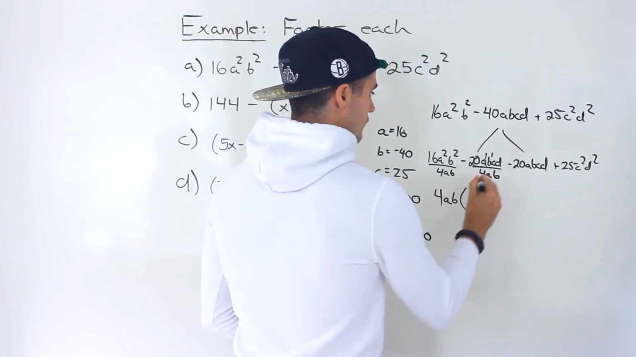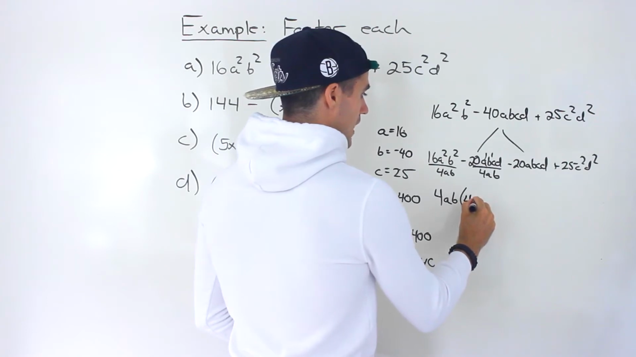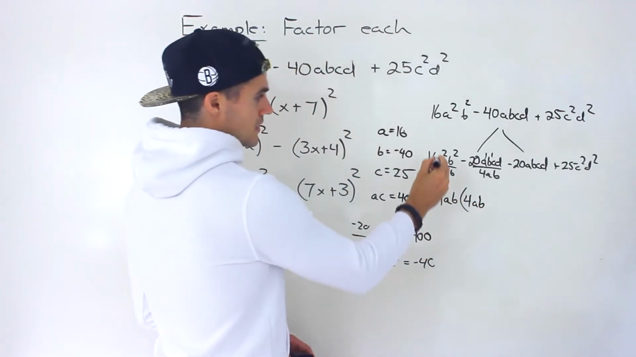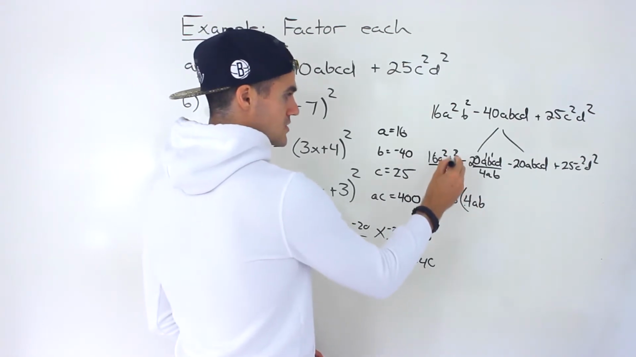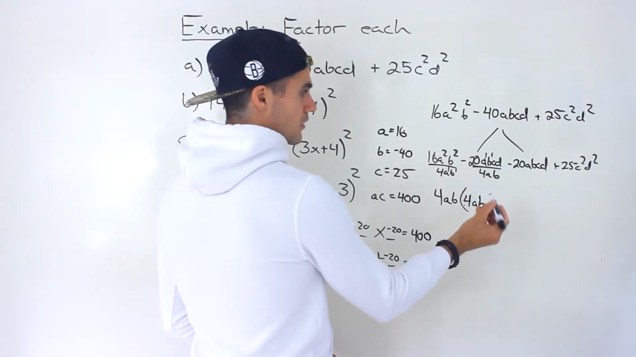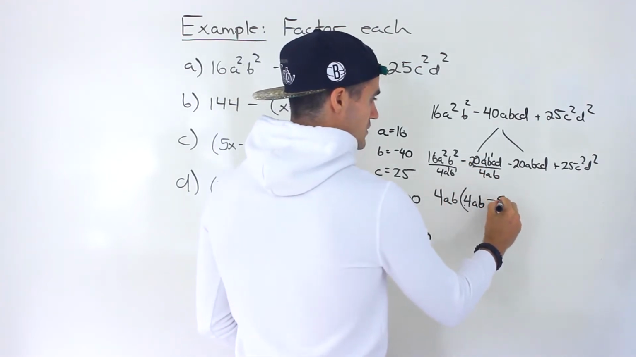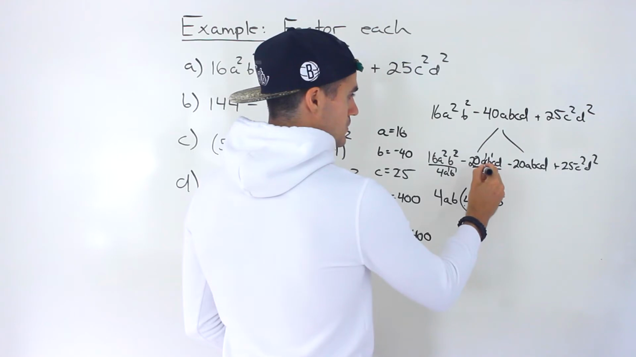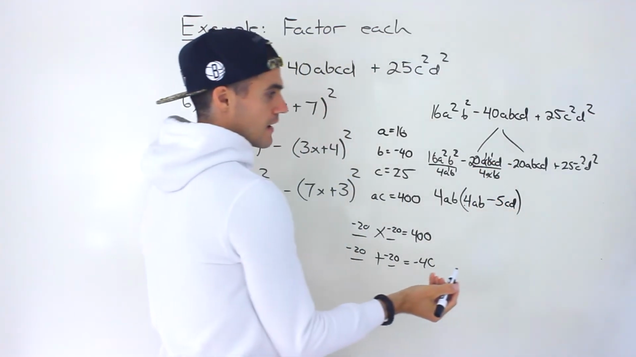We would be left with 4ab, right? 16 divided by 4 is 4. a squared over a to the 1 is a to the 1. b squared over b to the 1 is b to the 1. Minus 20 divided by 4 would give us 5. Notice that the a's would cancel out, the b's would cancel out. We'd be left with cd, like that.